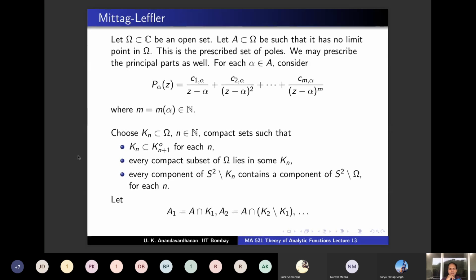So consider these sets. These are subsets of A. A you have given me, and I'm going to take A1 as A intersection K1, A2 as A intersection K2 minus K1, A3 as A intersection K3 minus K2, etc. Observe that each of these An is a finite set. My claim is that each of these An is a finite set. Why is that? Can someone tell me?